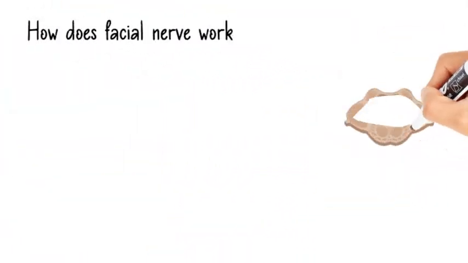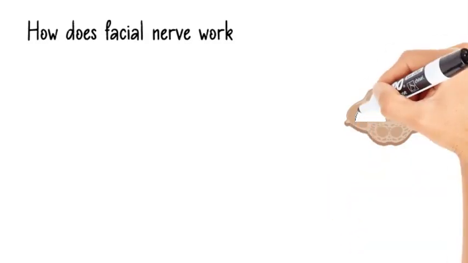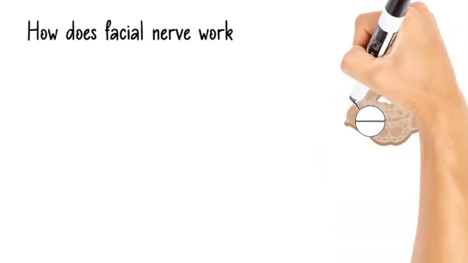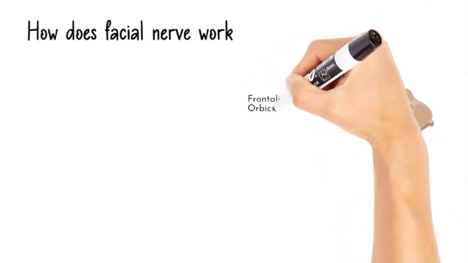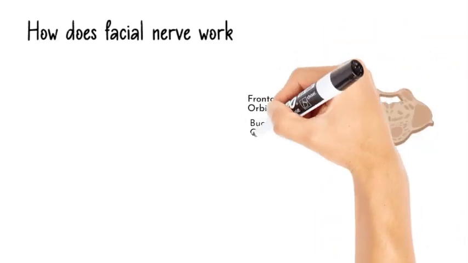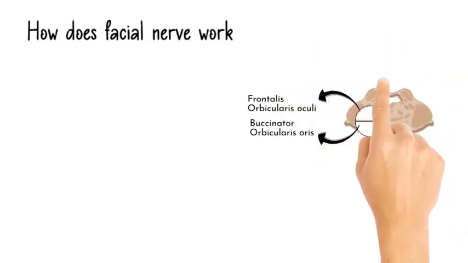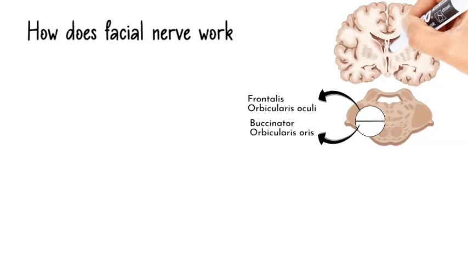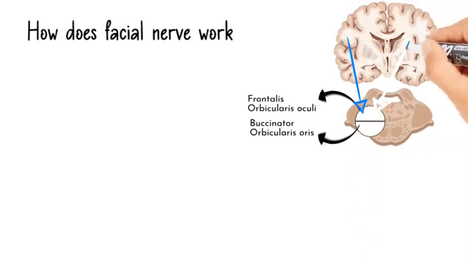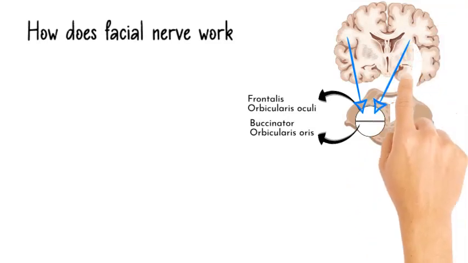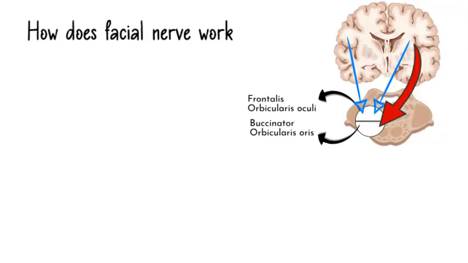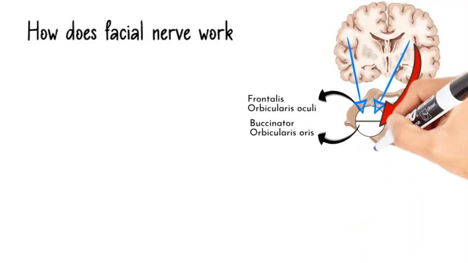Now, how does the facial nerve work? We have to know that the main motor nucleus of the facial nerve has two halves. The upper half of the nucleus innervates muscles of the upper part of the face, namely frontalis and orbicularis oculi muscles, while the lower half of the nucleus innervates muscles of the lower part of the face, namely the buccinator and orbicularis oris muscles. The upper half of the nucleus receives innervation from both cerebral hemispheres through bilateral corticonuclear tracts. However, the lower half of the nucleus receives innervation from only the contralateral cerebral hemisphere.